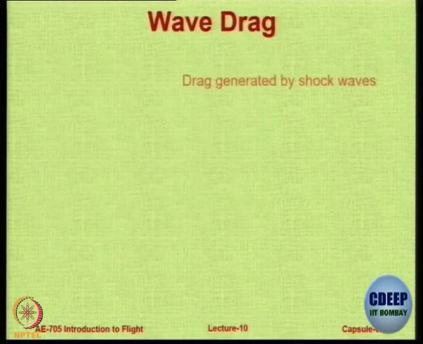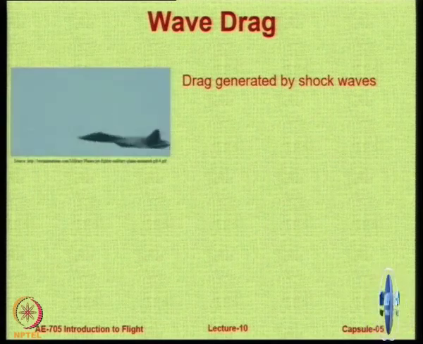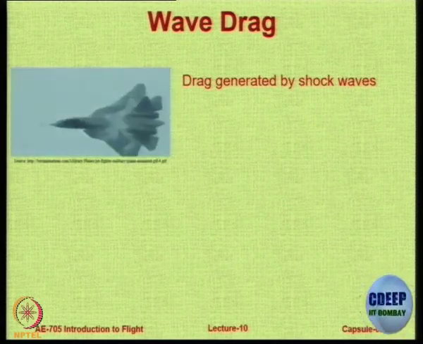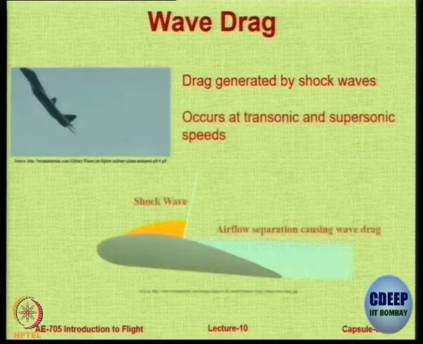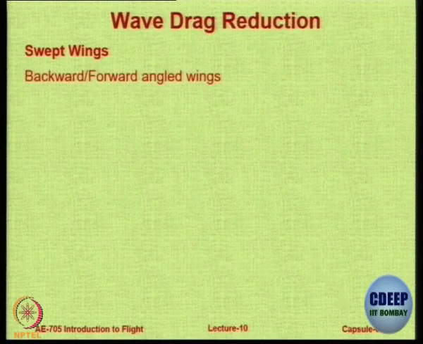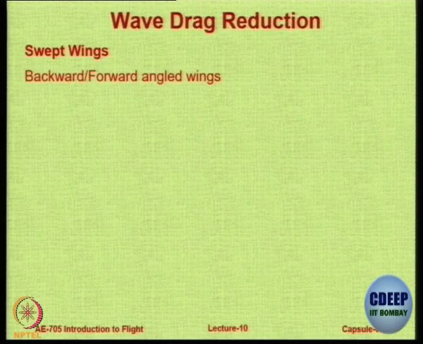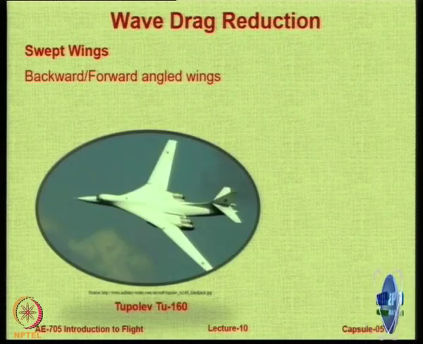Okay, so wave drag. Now wave drag is something that we have seen in the last lecture. So I will not spend too much time on wave drag. Basically it is there because of the shock waves. Okay. And we have seen this same picture last time. One way of reducing the wave drag is to sweep the wings backward and forward. This is an example.